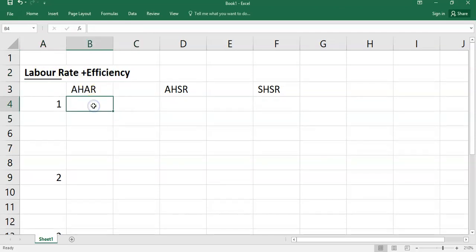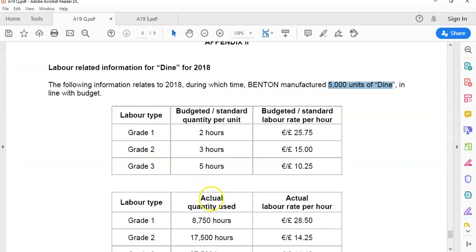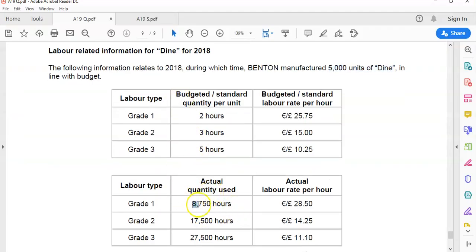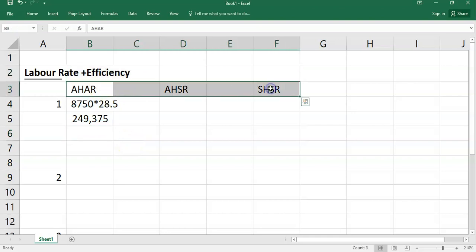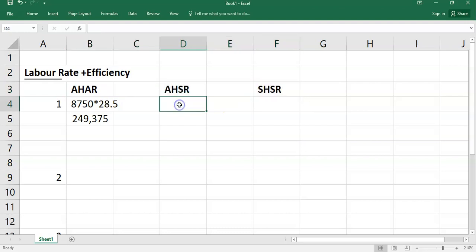So the first one is actual hours, actual rate. For grade 1, you're using 8750 times 28.50, which is 249,375. Again, you may have a different way of doing it, that's fine. As long as you get the same answer, you'll get your full marks. It wasn't asked here, but we're just doing it for completeness.